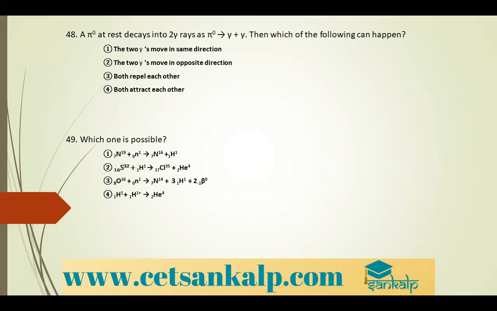The 2 gammas move in opposite directions according to the law of conservation of linear momentum. So according to the law of conservation of linear momentum, the two gammas move in opposite directions. Which one is possible?